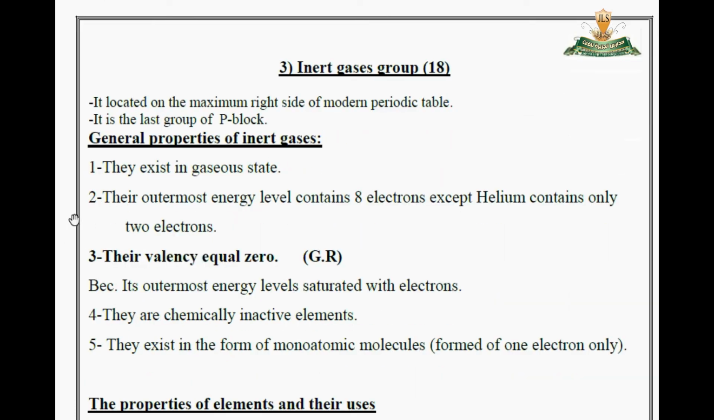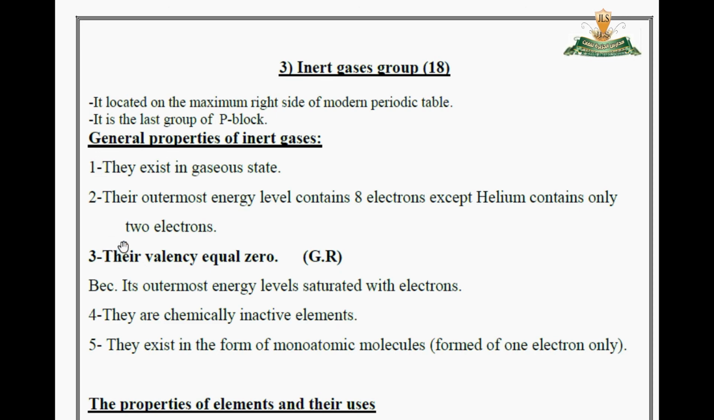The last one is the inert gases. Inert gases are located on the maximum right side of the modern periodic table. It is the last group of the p block. The general properties of inert gases: number one, they exist in the gaseous state. Number two, their outermost energy level contains 8 electrons, except helium. Number three, the valency equals 0. Why? Because the outermost energy level is saturated with electrons, so they don't gain or lose electrons.